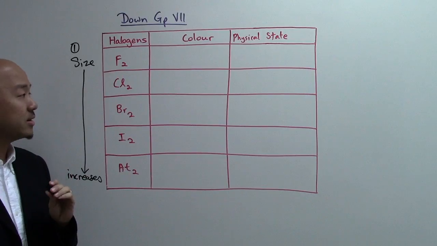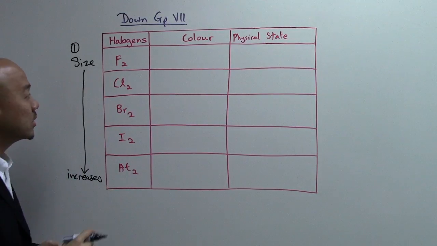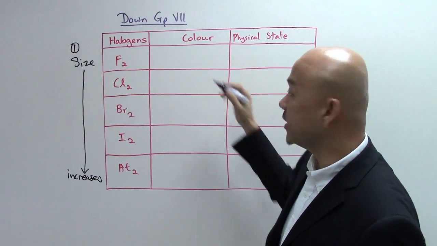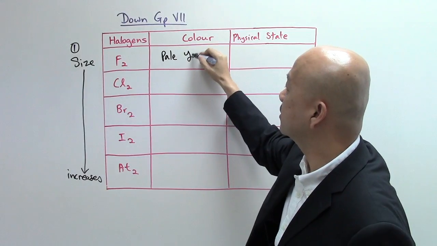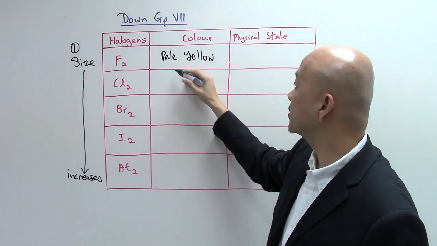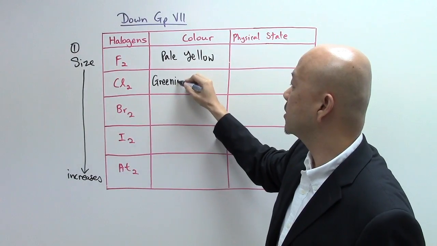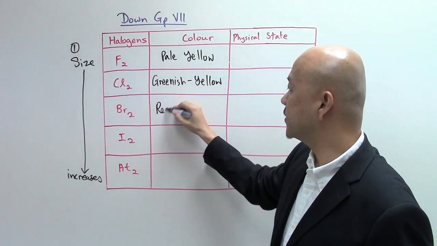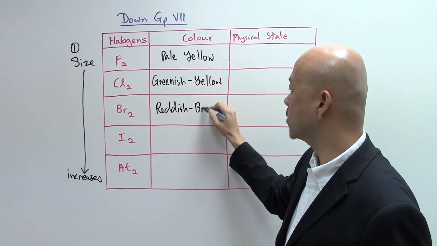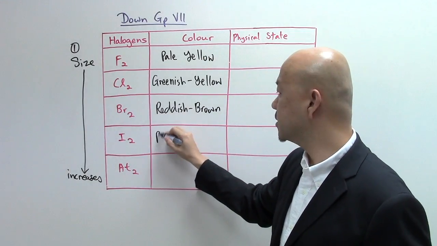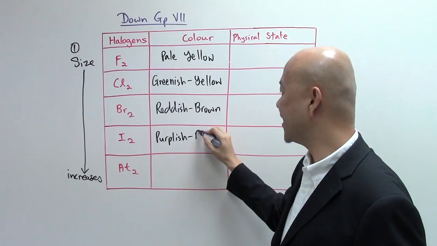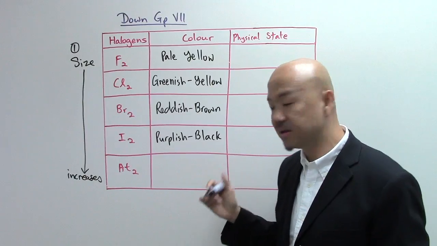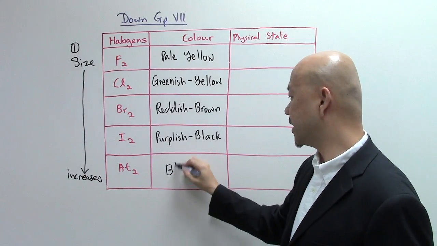Now the second trend that we tested is on the color. We'll take a look at the color of the individual halogens first. Fluorine is pale yellow in color. Chlorine is greenish yellow in color. Bromine is known to be reddish brown. Iodine is purplish black. Sometimes you see them in textbooks and assessment books to be dark violet. Astatine is black in color.